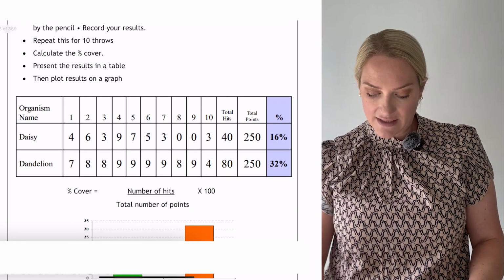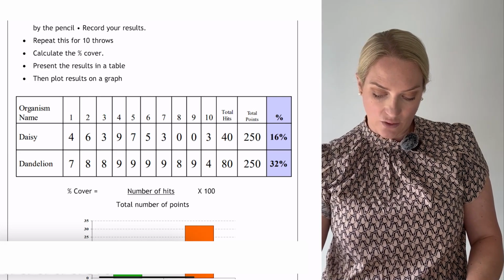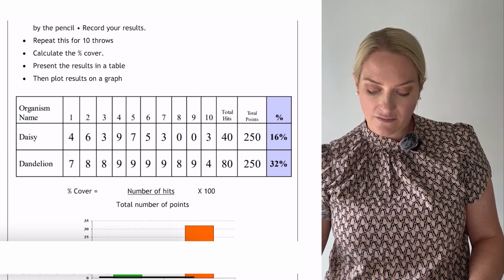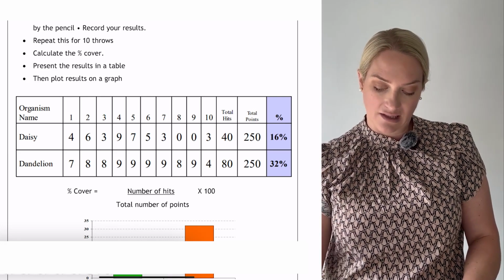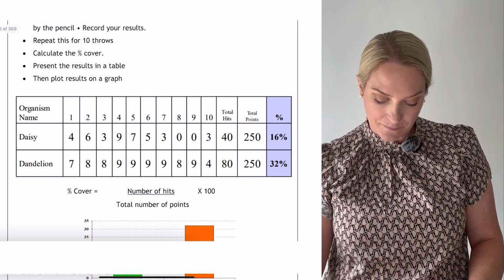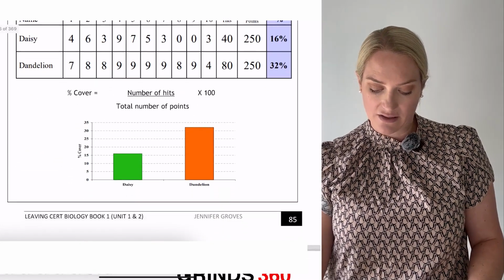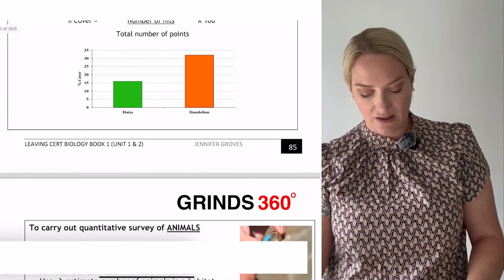So here we have Daisy again. The total number of hits in that corner was 40. There's 250 points because there's 25 of those little squares, and we've done this 10 times. So we can represent our results here in a bar chart.